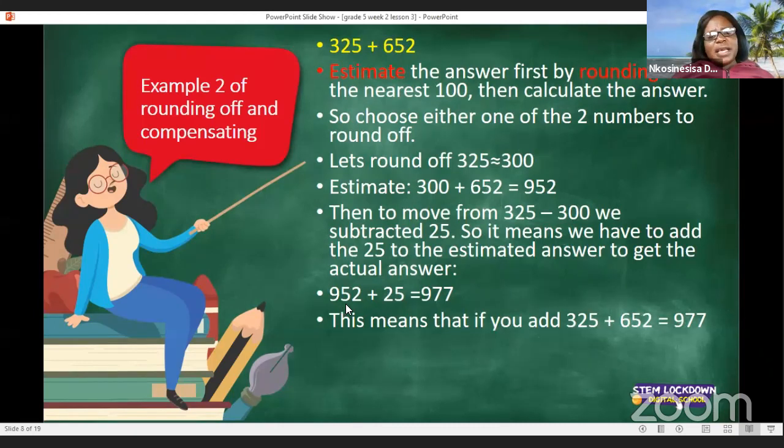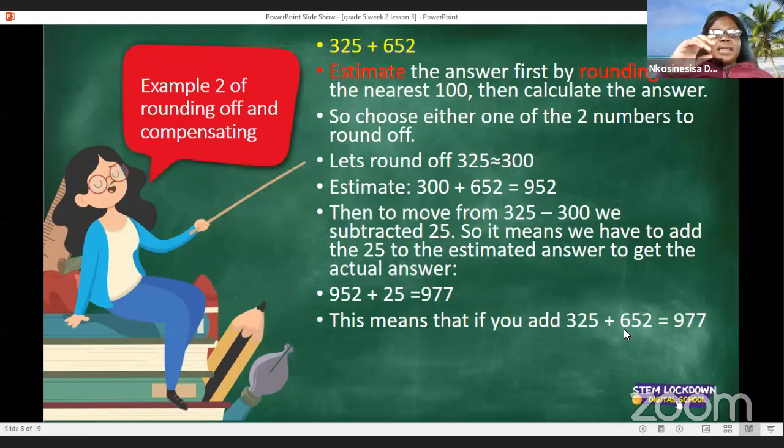So then we say on the estimated answer, 952 plus 25, and then the answer is 977. This means that if you add 325 plus 652, which is the original question, you are going to get 977. So that is rounding off and compensation.